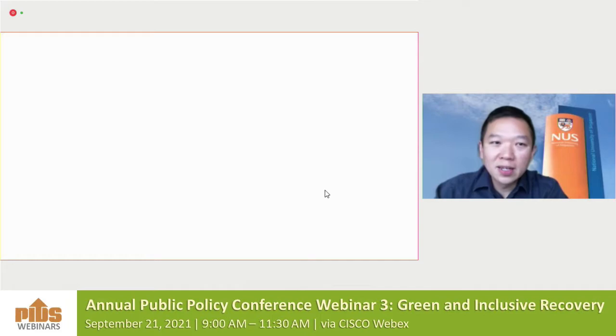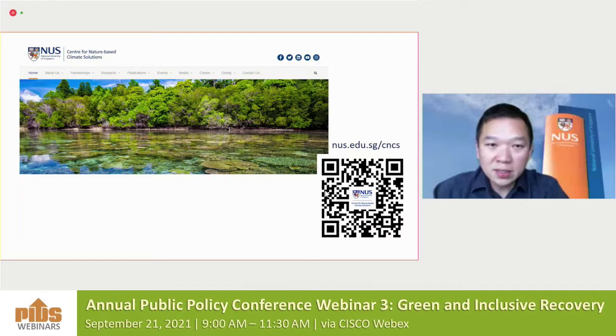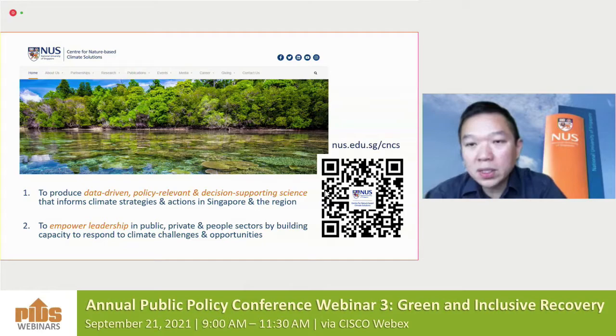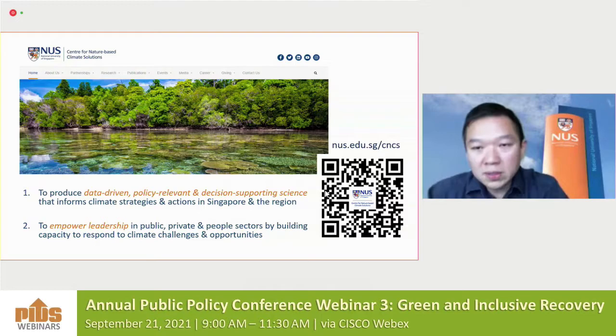The Center for Nature-Based Climate Solutions is a new research facility at NUS in Singapore. The center has two main goals. The first is to produce data-driven science to inform climate policies, decisions, and actions in Singapore and the region. The second and equally important goal is to empower leadership in our public, private, and people sectors by building capacity for us to respond to climate challenges and opportunities.